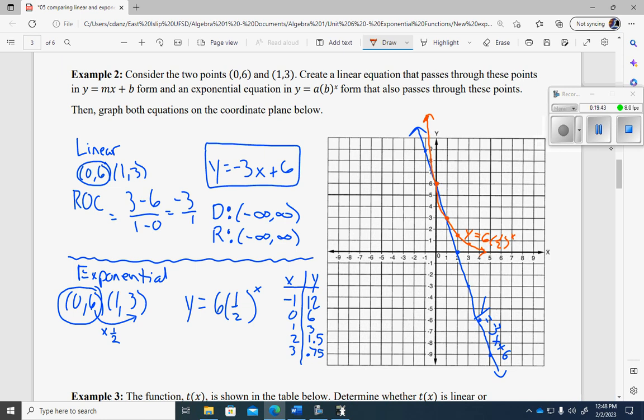Oh, the other thing I didn't do, I wanted to talk about domain and range. So the domain of this exponential function is all real numbers. It goes forever out to the left and the right. The range won't ever be all real numbers though, because remember, an exponential function starts to flatten out someplace and approaches a horizontal line and never touches it.